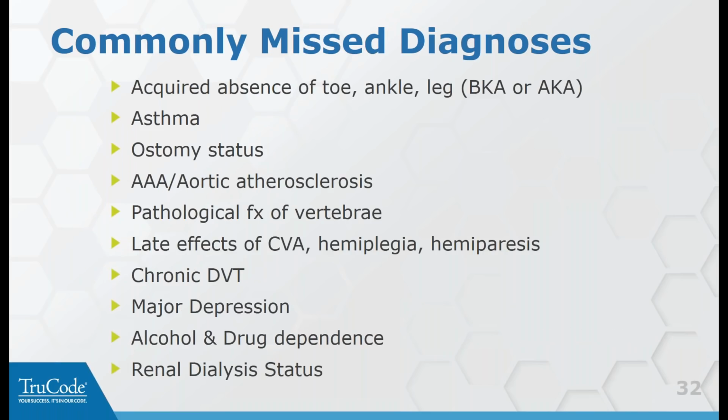Some of those that are commonly missed that can really impact risk adjustment are on this slide. Amputation status is a big one. Asthma, ostomies, if they have AAA, abdominal aortic aneurysm, or other areas of atherosclerosis in the aorta. Pathologic fractures of the vertebrae, late effects of CVAs, chronic DVT, depression, alcohol, drug dependence, and renal dialysis status can all play a role. And these are things that coders don't necessarily remember to pick up routinely, but they can play a huge role in risk adjustment, especially for HCCs and also in many cases APR-DRGs.